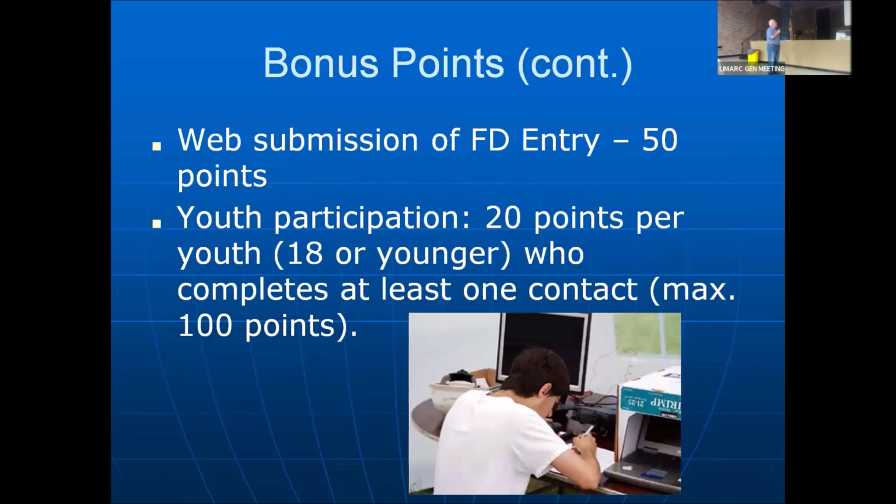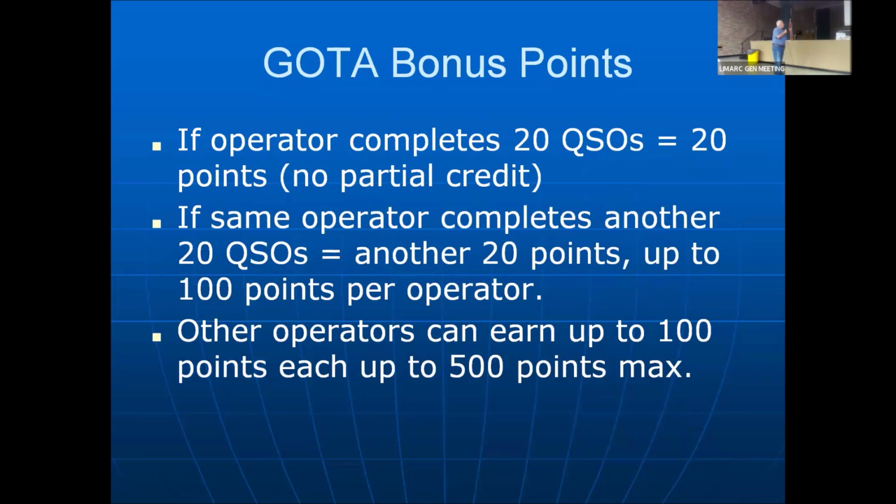Bonus points: 50 points for putting us online, and kids, 20 points per youth. Next slide. GOTA points: 20 points if they can make a QSO, 500 points maximum. That's good stuff. It takes us all day to get 500 voice points. Next slide.